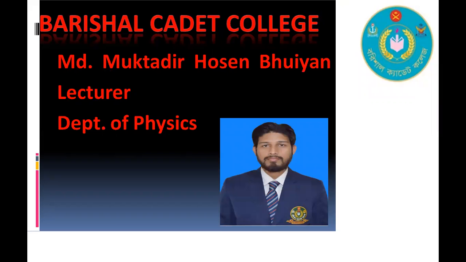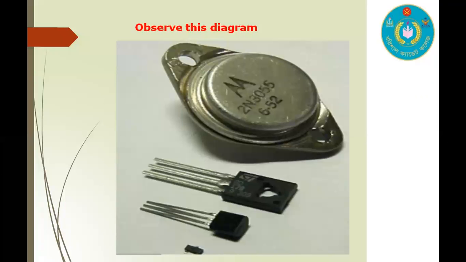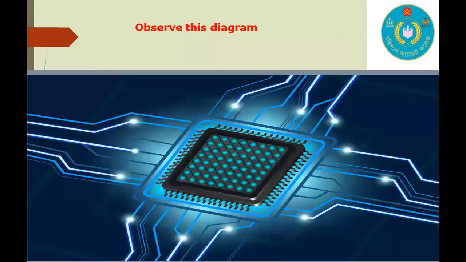Today, we are going to learn about the chapter Semiconductor and Electronics. This is our last lecture on this chapter, and this is the diagram. At first observe this diagram, and I think all of you previously know this diagram. This is a picture of a transistor, and it's the application of semiconductor and electronics. I think all of you can guess the diagram.